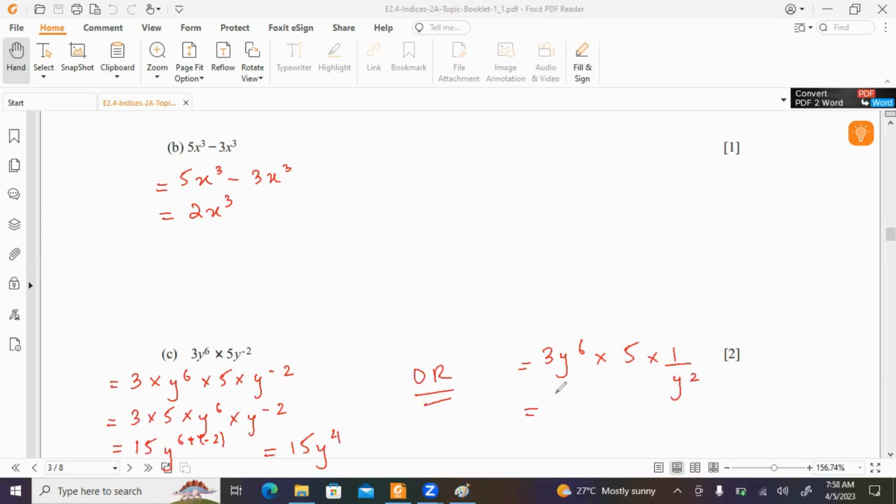So it becomes 5 times 1 over y squared now. So it's basically 3y to the power of 6 times 5 over y squared. 3 times 5 is 15. And for the y's, we can apply the division rule, where when similar bases are being divided, you subtract the powers. So which is 15 times y to the power of 4.